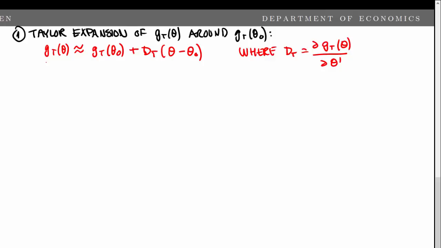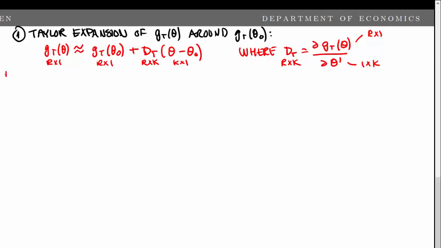So look at the dimensions. Recall that we have an r by 1 vector of moments. Here we have an r by 1 vector, and we are differentiating with respect to theta prime. So that is a 1 by k. That means that D_T has dimension r times k. So we have here r times k, and the distance here is k by 1 because theta is a k-dimensional vector.